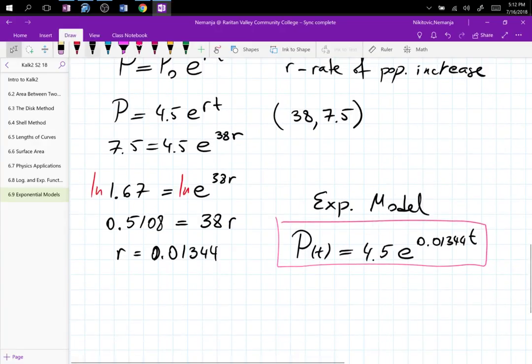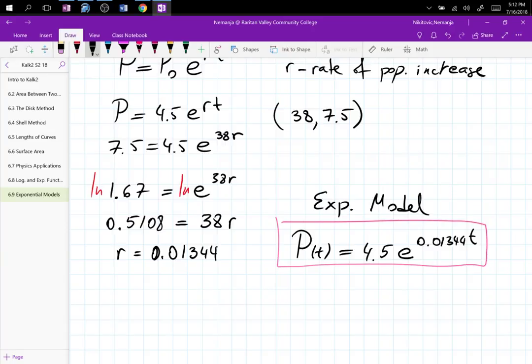And now that I have this population model, I can go forward or backwards in time. And we are going to plug in 70, right? Because this population model is measuring from 1980. We want to know what is the population of the planet in 2050, right?